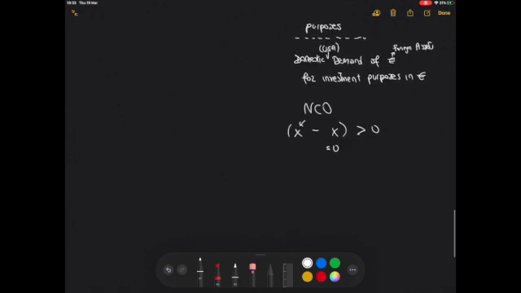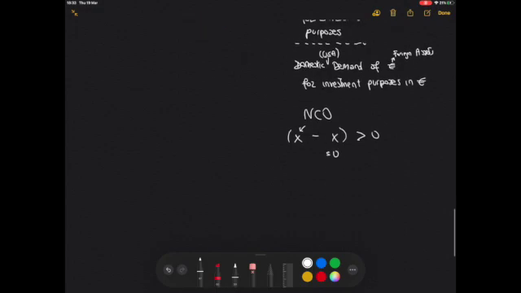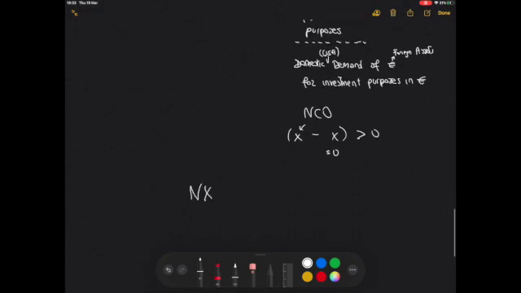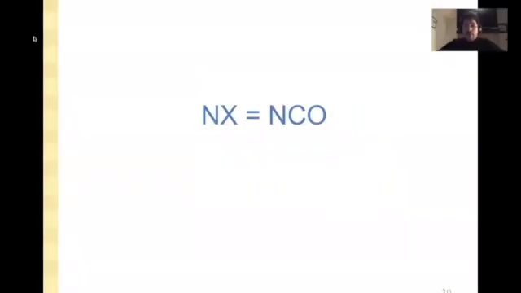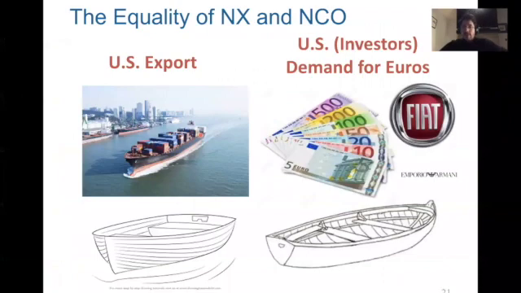So from this example, we get that net export is equal to net capital outflows. Armed with the intuition from the previous slides, understanding why net export coincides with net capital flows in a more complex economy becomes an easy job. Let us get into it.